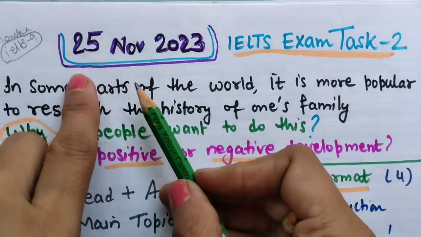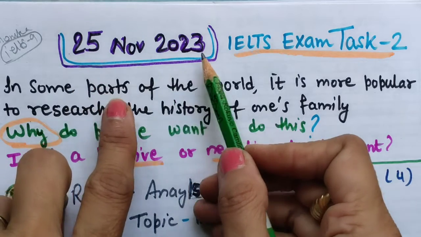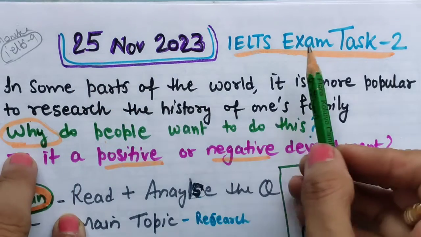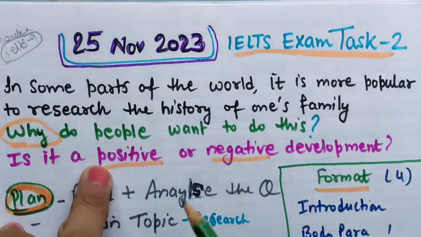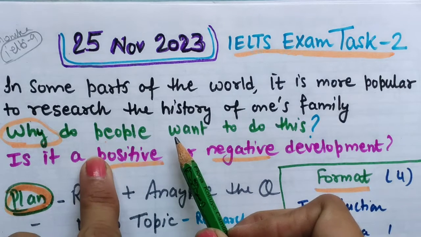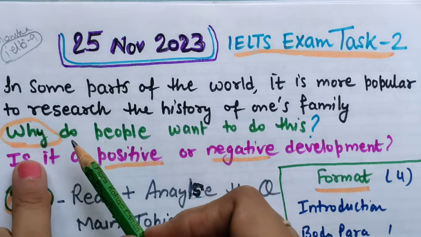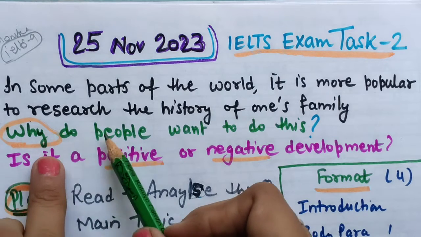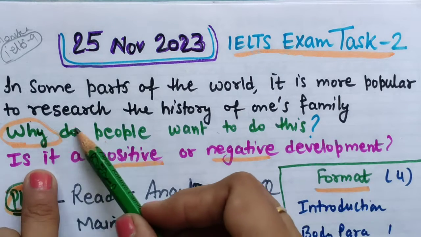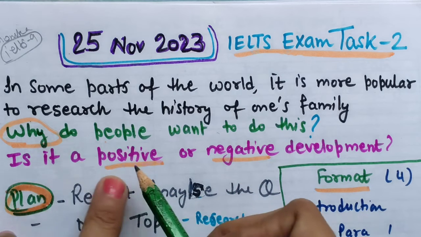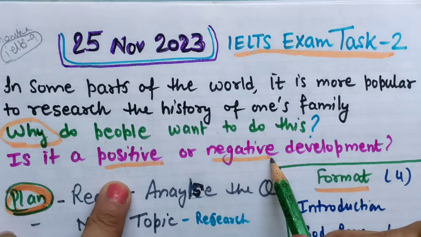You can see this 25th November 2023 IELTS exam writing task 2 that was in India. This can be repeated in any other part of the world. Here, the question is a two-part question. Why do people want to do this? Why means reasons, and is it a positive or negative development?